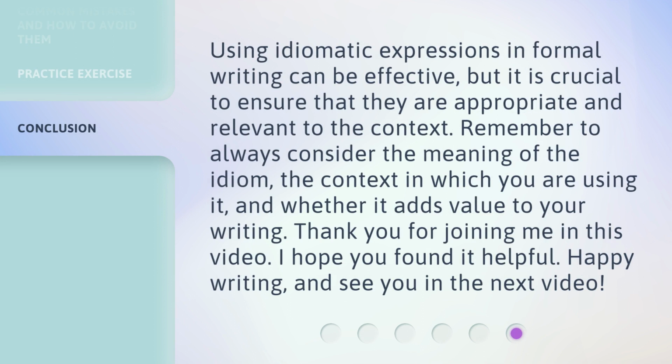Using idiomatic expressions in formal writing can be effective, but it is crucial to ensure that they are appropriate and relevant to the context. Remember to always consider the meaning of the idiom, the context in which you are using it, and whether it adds value to your writing.